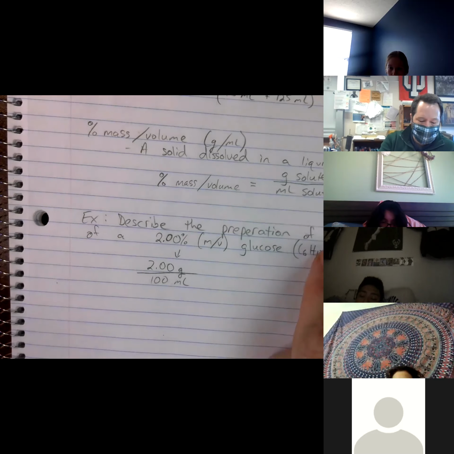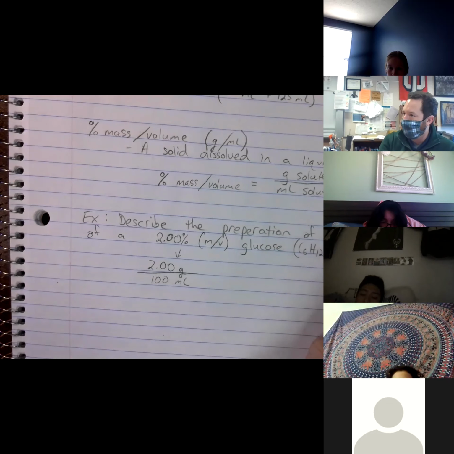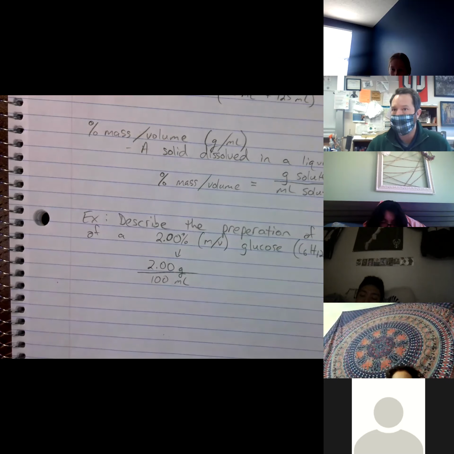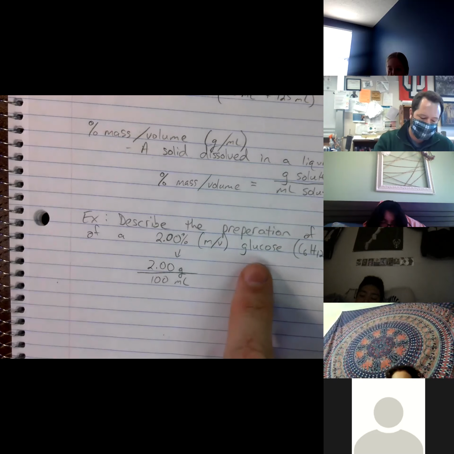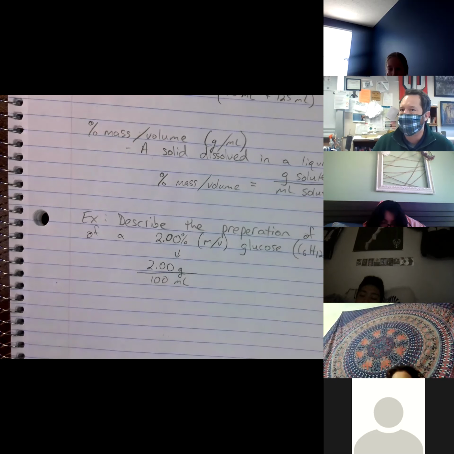You're being asked to make 2.5 liters. Okay, you can do that. We can all go measure 2.5 liters. Here's the concentration. What this question is asking is what mass of sugar, that's glucose, what mass of glucose do we need to put into the water? What do we need to dissolve?